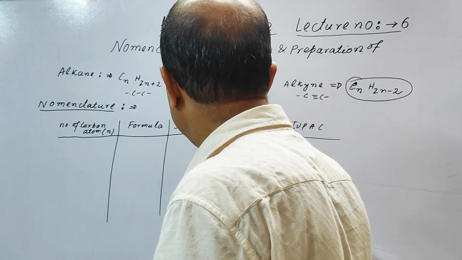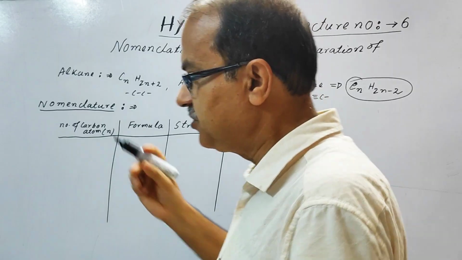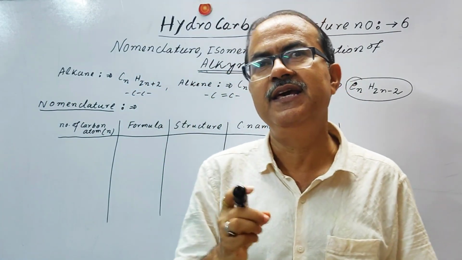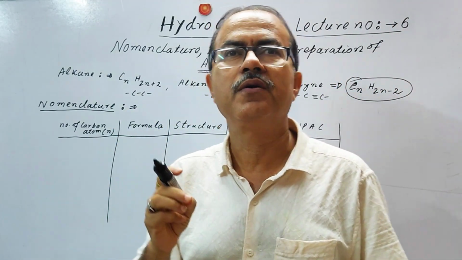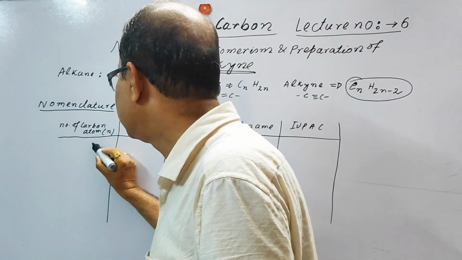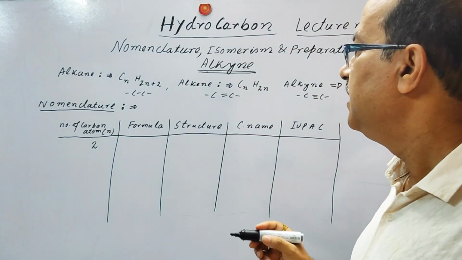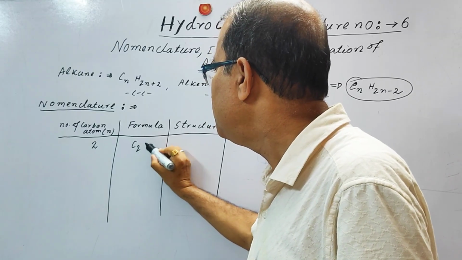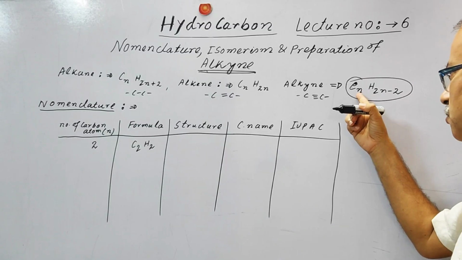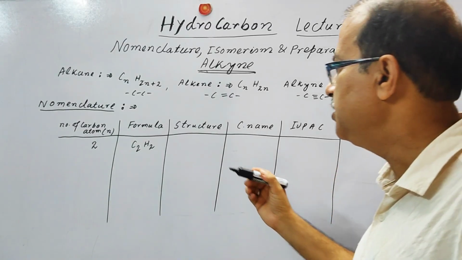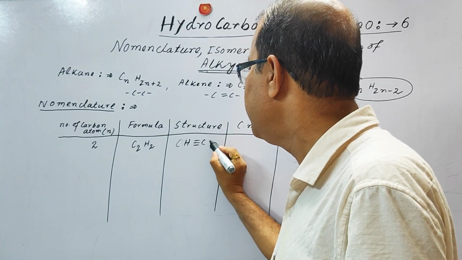We will take some different compounds and understand them. The first member of this alkyne family is when the number of carbon atoms in the hydrocarbon is 2, since it starts from 2. Its formula will naturally be C2H2. We put the value 2 here: 2n minus 2 gives 4 minus 2, that is 2. So C2H2. And its structure will be this, because it has the triple bond.